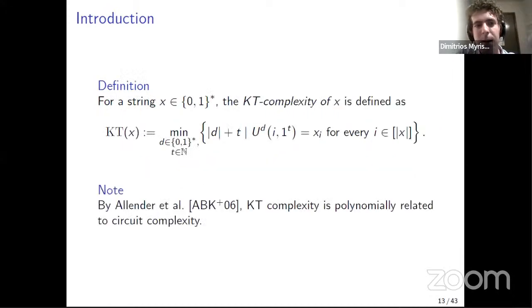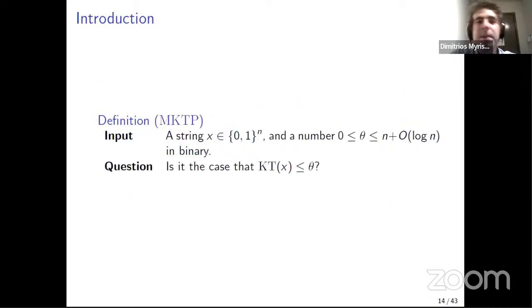Now the notion of KT complexity is a computable variant of Kolmogorov complexity, introduced some time ago in a work of which one of my co-authors is also an author. What we try to minimize here is the size of the program plus the amount of time that we need to generate each bit of a string x. So this is MKTP. It's basically a decision problem based on KT complexity. Now, this size parameter theta has some reasonable upper bound here. It's not arbitrary, but I'm not going to get into that.